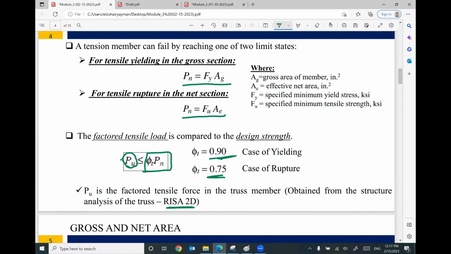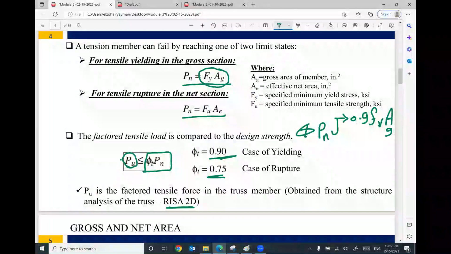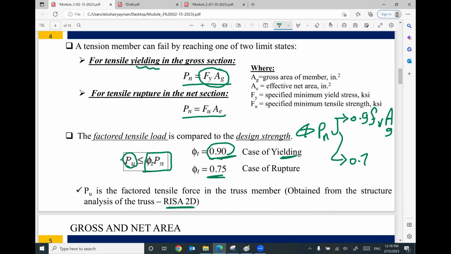So looks like we will have two values for phi Pn. The first value will be 0.9 if yield, area gross. First term, if yield area gross, because it's yielding, your phi will be 0.9 for yielding. The second value will be 0.75 if ultimate, area effective, which is the second case of rupture. In this case, your value of phi will be 0.75.